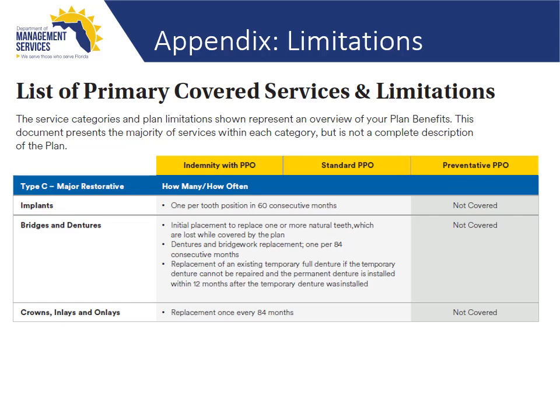Implants, 1 per tooth position in 60 consecutive months. Bridges and dentures, initial placement to replace 1 or more natural teeth which are lost while covered by the plan. Dentures and bridgework replacement, 1 per 84 consecutive months. Replacement of an existing temporary full denture if the temporary denture cannot be repaired and the permanent denture is installed within 12 months after the temporary denture was installed. Crowns, inlays, and onlays replacement once every 84 months. Preventive PPO Type C services are not covered.